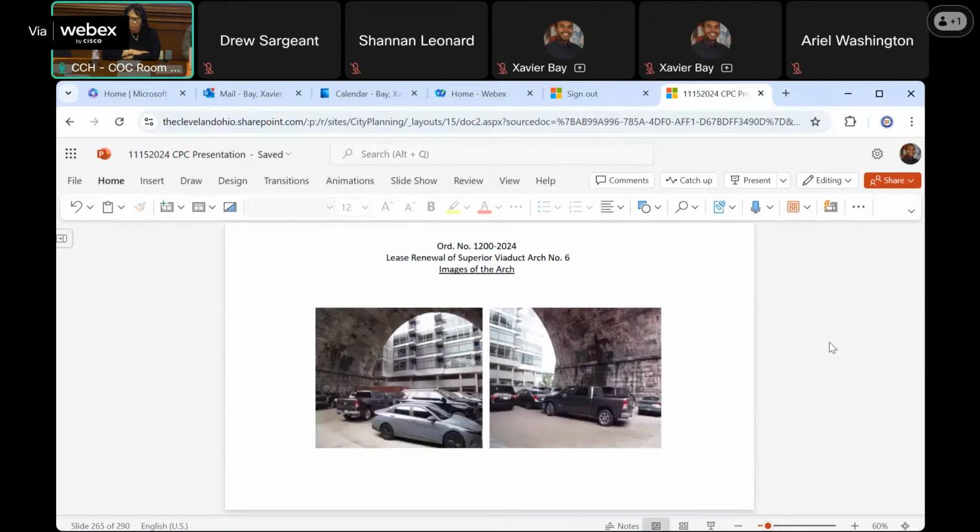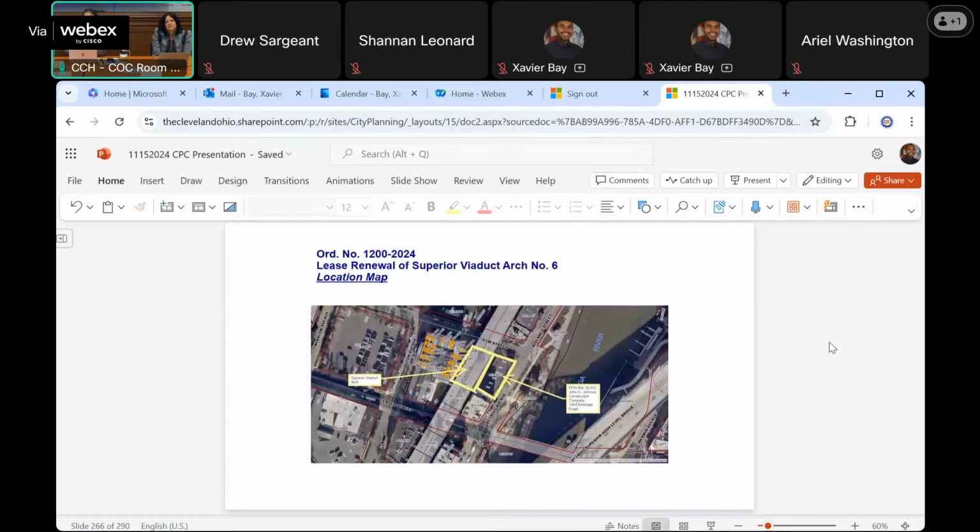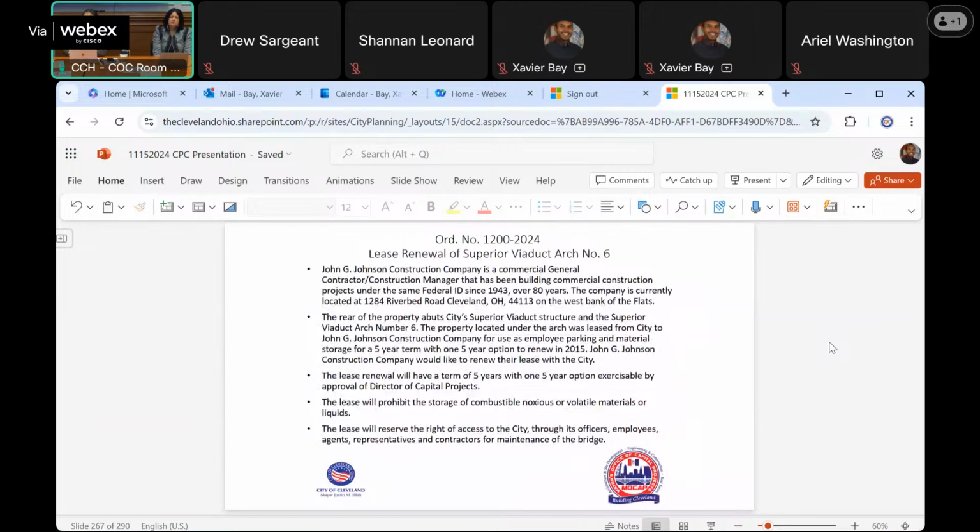Take the next slide. This is a visual of it, just how it looks on a picture and everything. Just a renewal though, they're already there. Yeah, they're already there. Here's an aerial photo of it, just kind of letting you know where it's at. This is directly in the flats. And here's just a few items about it. They've been around for over 80 years. G. Johnson Construction. They are adjacent in the rear of the Viaduct.